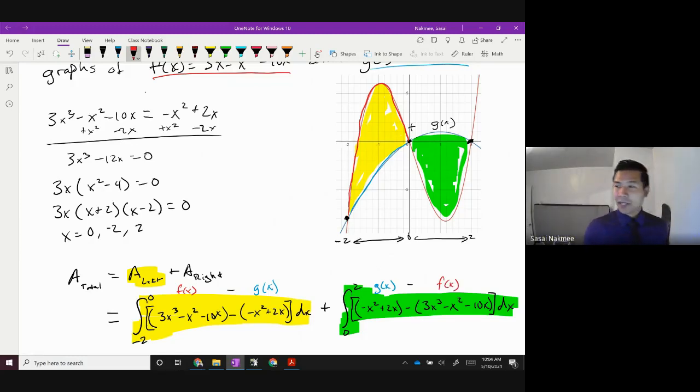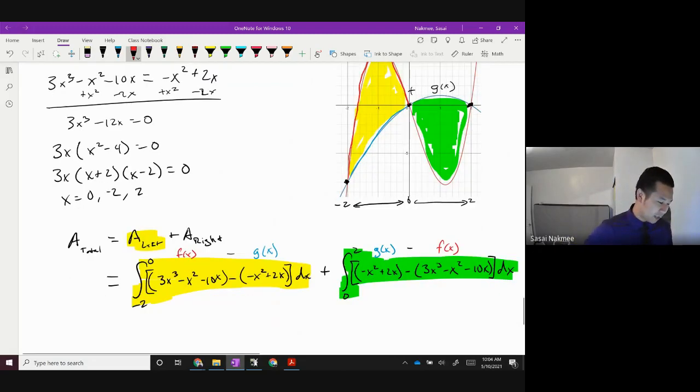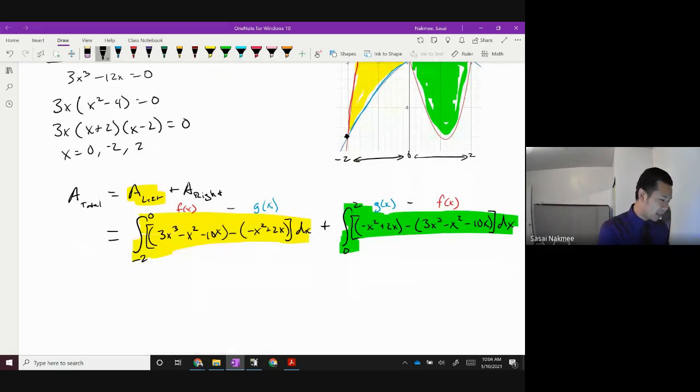Now it just becomes a straight up integral problem. Pay attention to the signs, by the way. This is a common mistake when people do these integrals. They always mess up the distribution of this negative sign. This negative sign needs to go to both the x squared and the 2x. So this is going to become the integral from -2 to 0 of 3x cubed, -x squared, positive x squared cancels out, -10x and a -2x is going to be -12x.